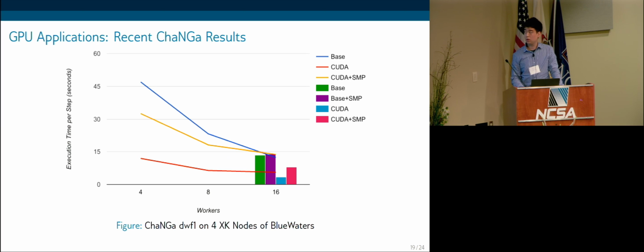And this plot shows the recent results of ChaNGa. You can see that compared to the base cases, the CUDA versions, which are the red and yellow lines here, and also this blue and red bar, offloading work to the GPU gives us pretty good speedups. And this is the Dwarf One benchmark running on 4 XK nodes of Blue Waters.